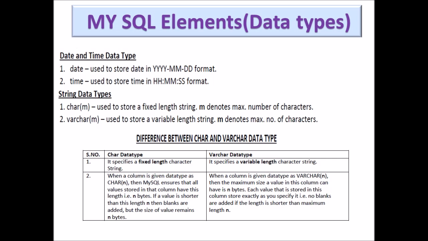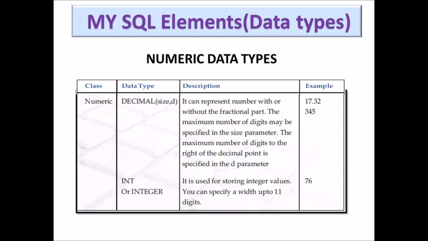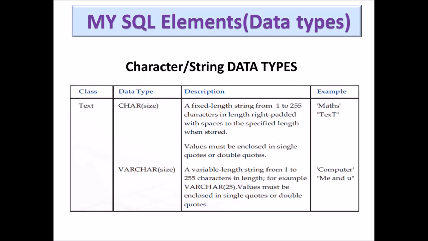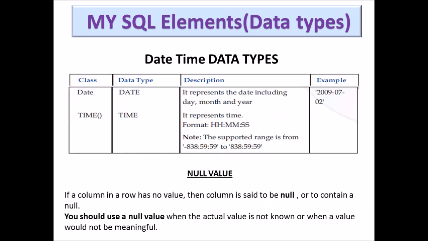This question is also asked very frequently when we talk about data types. Here you can see the data types in tabular form with their descriptions and examples. So just read it out. Next are character and string data types, which are also given as examples here. Next is date and time. The data type is given, then the description, and then an example.